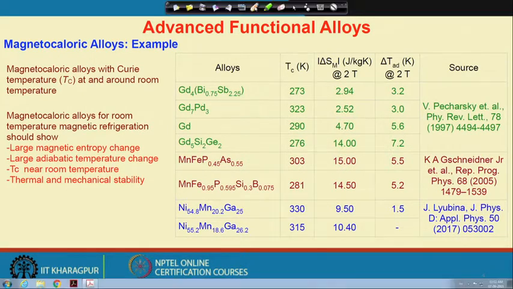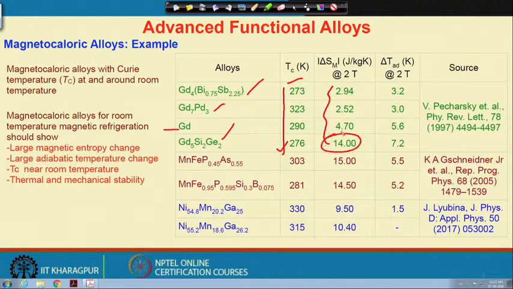The first metal that showed this was basically gadolinium. This is a pure metal that shows such an effect. Now, there are some other gadolinium based compounds, and the interesting thing is that the Curie temperature is very close to room temperature, and gadolinium is a very expensive material. However, the entropy change varies from 2 to 14.